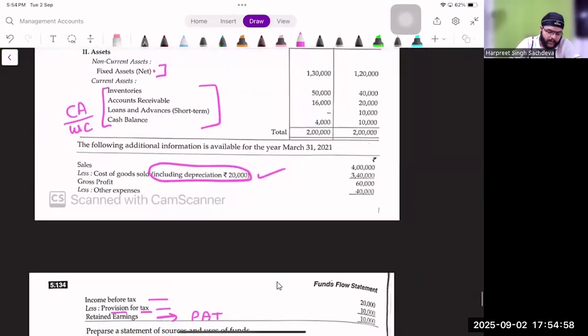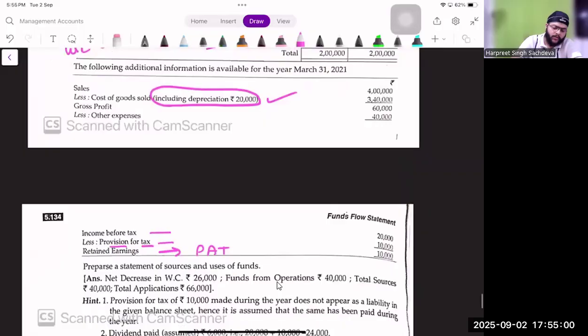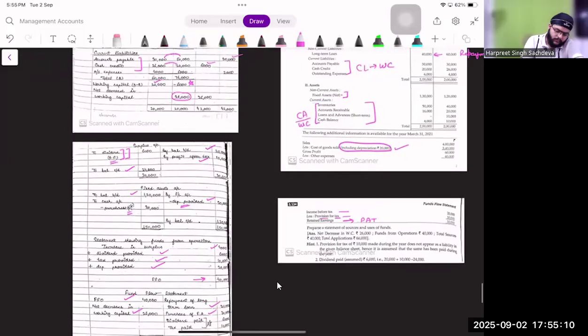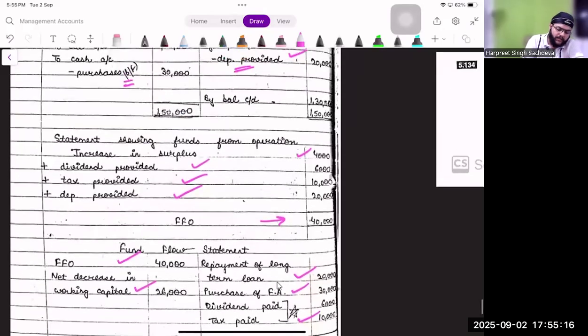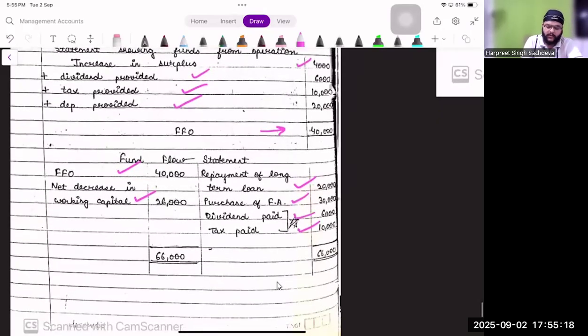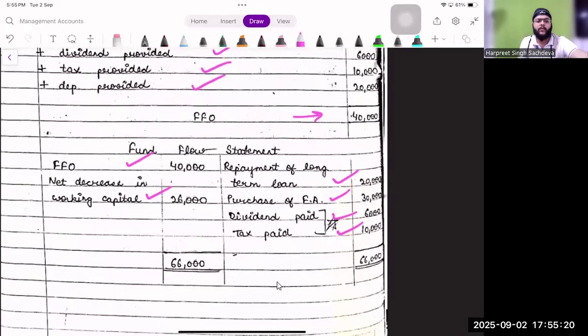After recording the purchase, in the notes to accounts we got tax paid as well as provided, so tax paid has come, and from this point dividend paid has also come, 6,000, and your fund flow statement will match. Check out everyone. Any doubt?